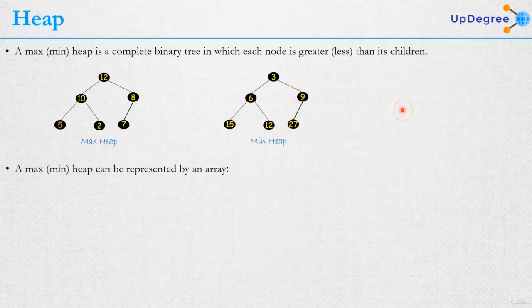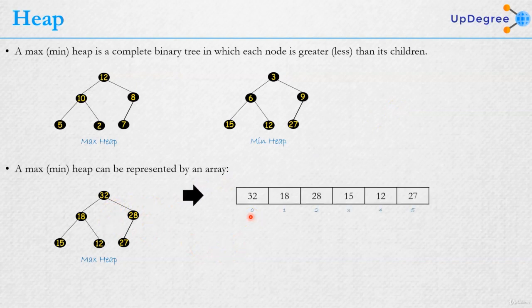A max or a min heap can be represented by an array. For example, let's say we have a max heap over here, and we can easily represent it using an array. If you notice very carefully, the root is at index 0. For example, here 32 is present at index 0 of the array, which is true for every max heap that is represented by an array. The root always goes at index 0.